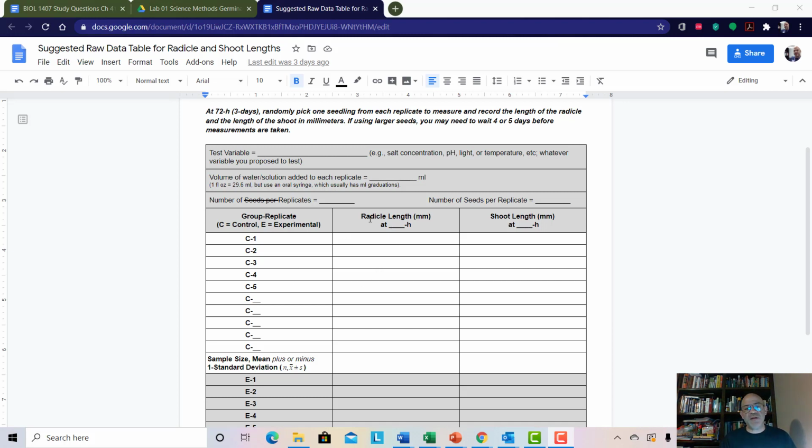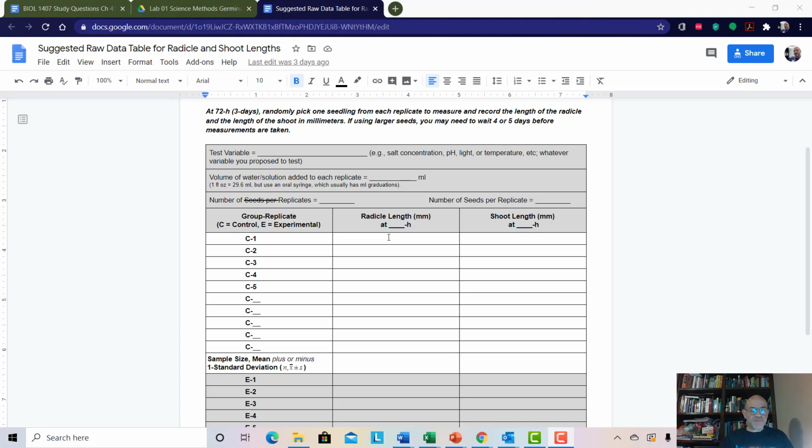There's a space up here, and the column titles tell you the units, the radical length, and then it gives a space for how many hours. For most, I recommended 3 days, which is 72 hours, but if you were using larger seeds, you may have needed more time. It doesn't matter as long as you record all of the seed data at one time.